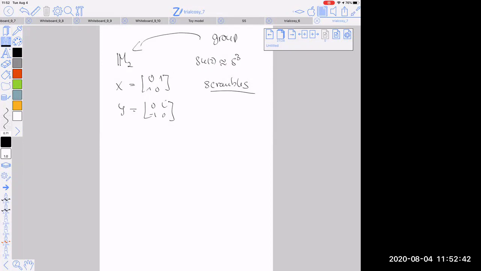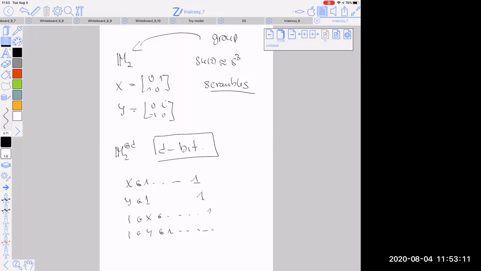Now, this is for 1 bit. But if we do this for M2 tensor D, so we are working on a D bit space, then we can just use X tensor 1, 1, 1, 1, 1. So we use a Pauli matrix in every register. Y tensor 1, 1, 1. Then 1 tensor X tensor 1, 1, 1. 1 tensor Y tensor 1, 1, 1. And so on. Here the mixing time is essentially like D. This is how long we have to wait.